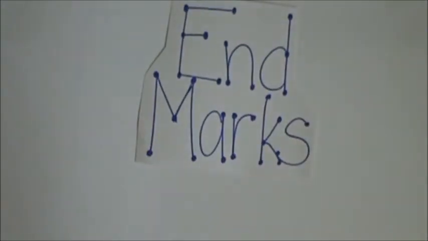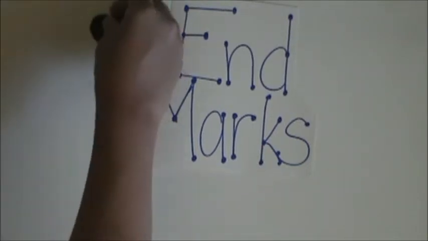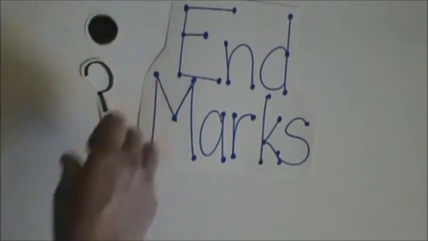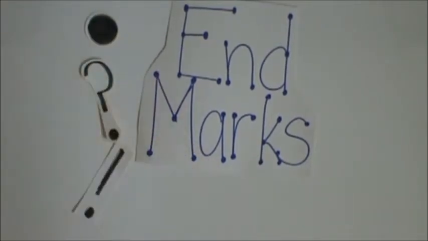End marks. What are end marks and why do we need them? End marks are the little symbols we see at the ends of sentences. There are three kinds of end marks: the period, the question mark, and the exclamation mark. Let's learn more about our friend the period and when we use him.